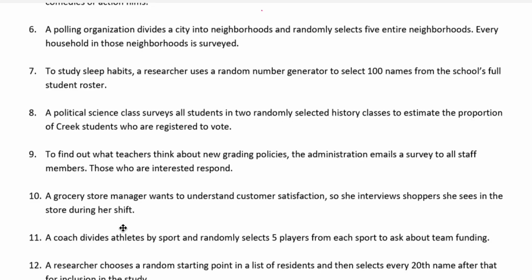10. A grocery store manager wants to understand customer satisfaction, so she interviews shoppers she sees in the store during her shift. This will be a convenience sample because she only examined the people she saw. So what about the people she didn't see? That will lead to bias.